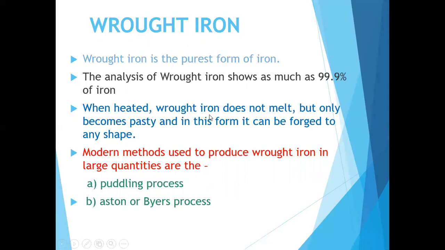When it is heated, wrought iron does not melt but only becomes pasty, and in this form it can be forged into any shape. Modern methods used to produce wrought iron are the puddling process and the Aston or Byers process. There are two important points in wrought iron: it is the purest form of iron, and it is produced by the puddling process or the Aston process.